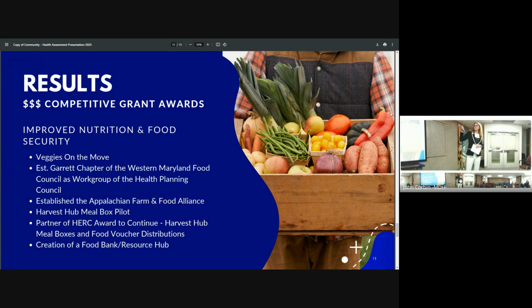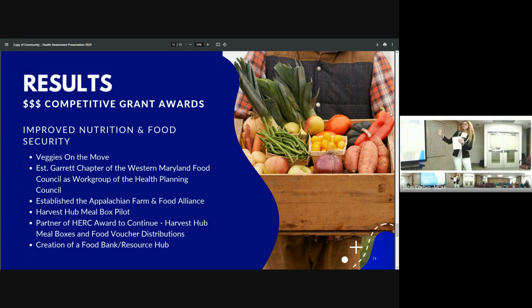And then we established the Garrett chapter of the Western Maryland Food Council as part of the health planning work group. The state of Maryland wanted us to have specific infrastructure in place to make sure we were addressing food in all these different areas. The next thing we were able to do is establish the Appalachian Farm and Food Alliance. That's a nonprofit. We used state dollars to create a nonprofit so that people could be more competitive, more nimble, because up to this point, we weren't able to purchase any food to address food security. I know.